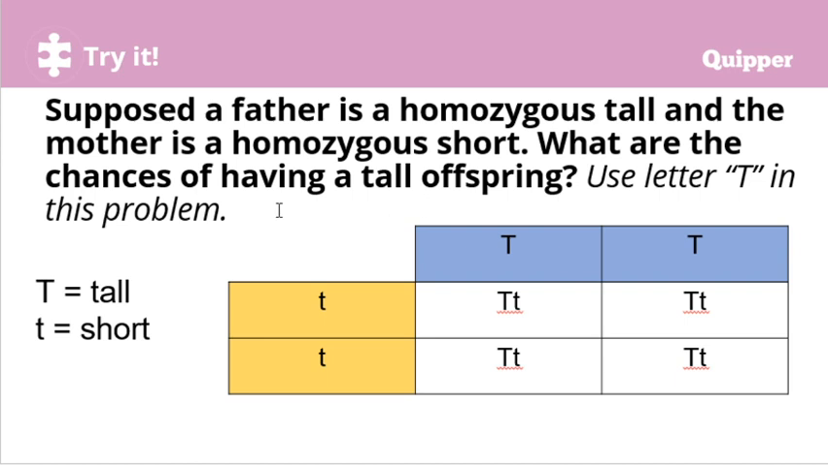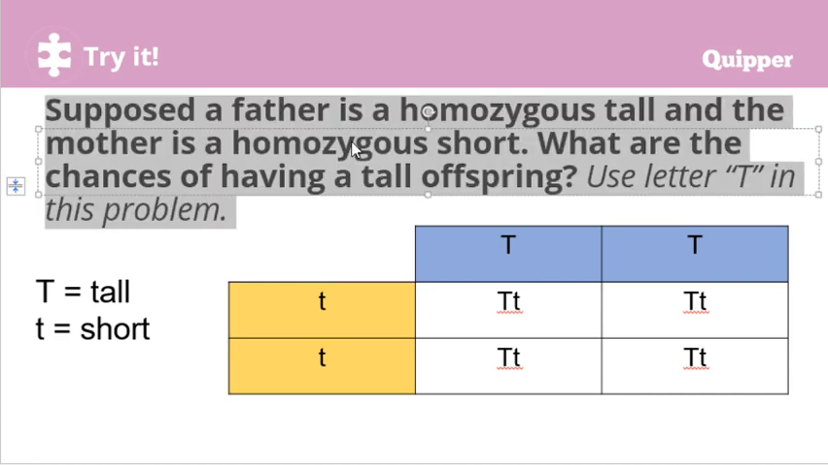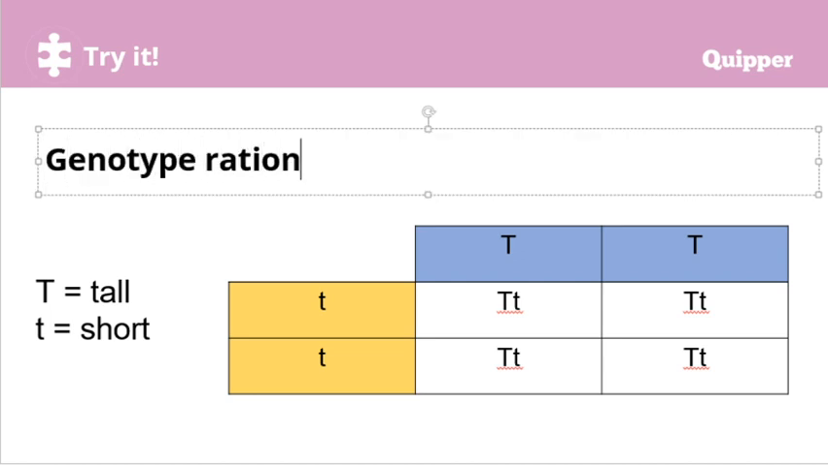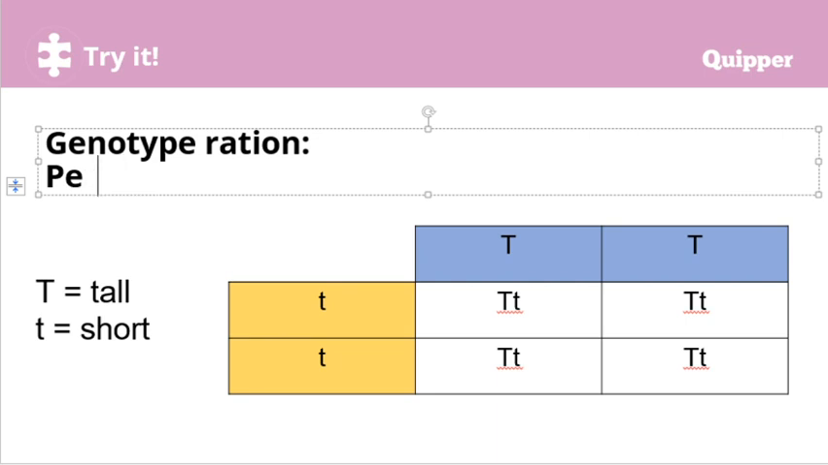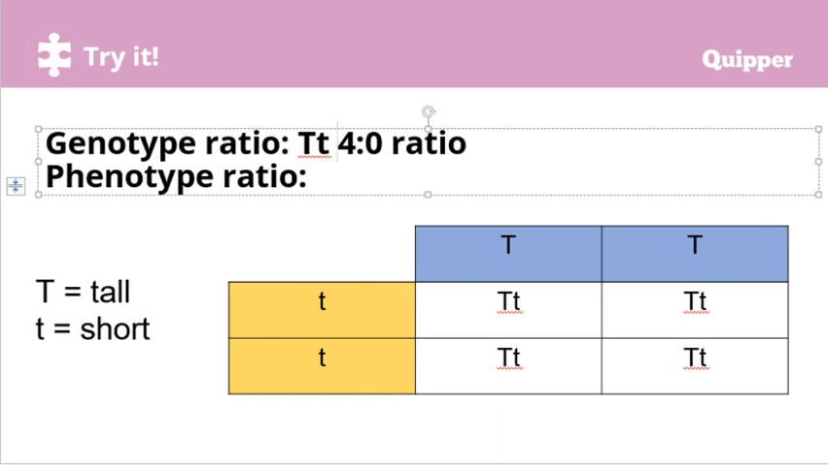So, anong gagawin natin dito afterwards na cross natin? Let's try to answer the genotype ratio. Tapos, phenotype ratio. Alright? So, genotype, makita natin ganito. Parehas lang sila lahat. Wala na mga ibang combination. So, masasabi natin yung ganito is 4:0 ratio. Alright? Or pwede natin lagyan na ganun. 4:0. Phenotype. Ano naman sa phenotype?